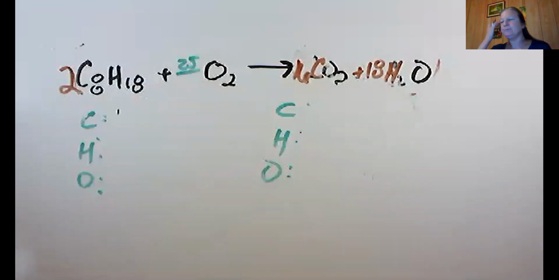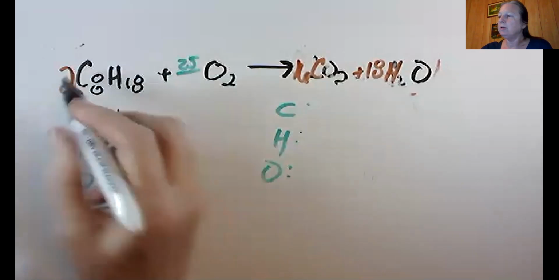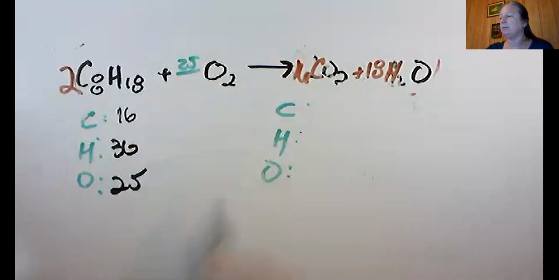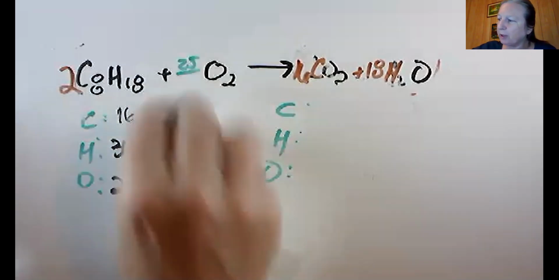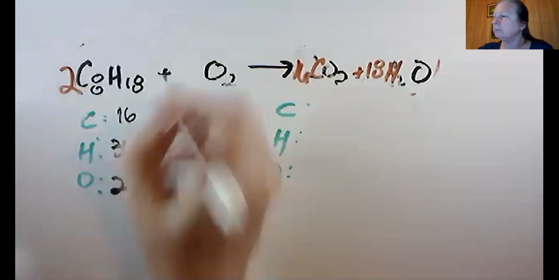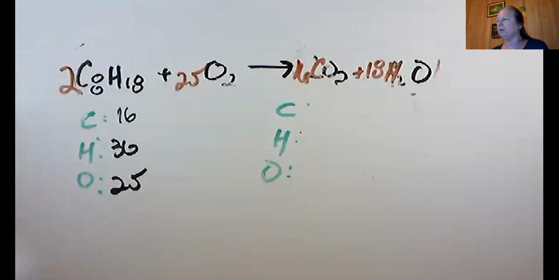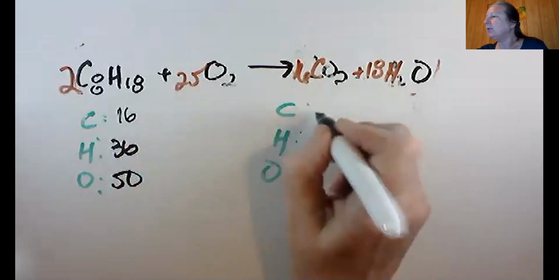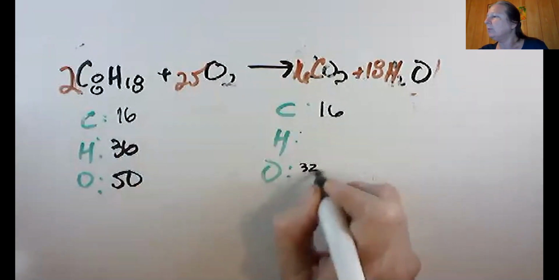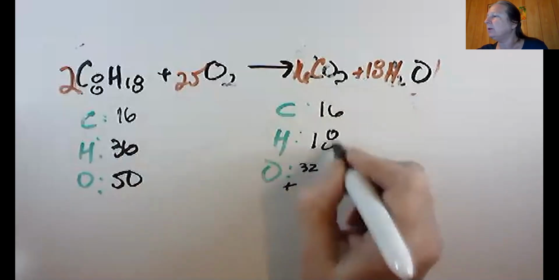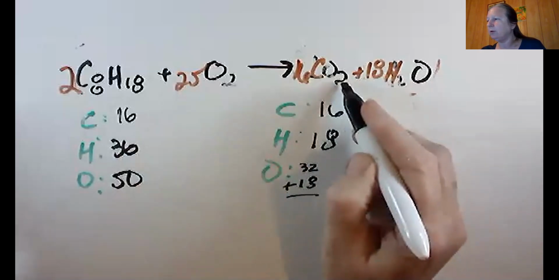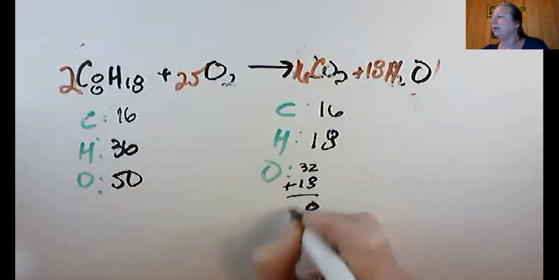Now the brackets are gone. Now I can think. So I have 16 carbons and I have 36, but I have 25 oxygens. Let me rewrite that without that little line there. Maybe it'll make it a little clearer. But that's not right either, is it? It is 50 because it's 25 times 2. So you guys aren't the only ones that get confused. I have 16 carbons. I have 32 plus oxygens. I have 18 hydrogens and I have 18 oxygens. You see that? 16 times 2, 32 plus 18, and that is 50 oxygens.